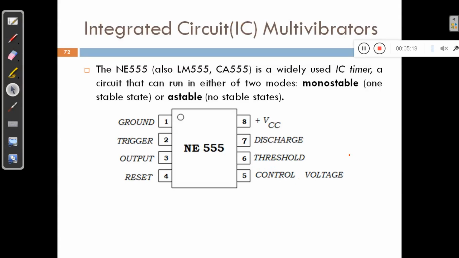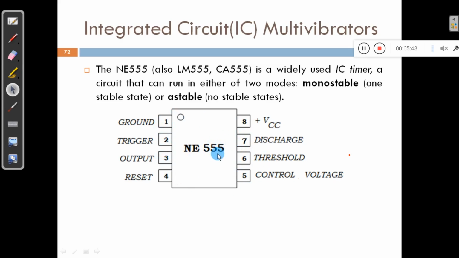This is the 8 pin IC. Pin number 1 is ground, 2 is the trigger, 3 is output, 4 is reset, 5 is control voltage, 6 is threshold, 7 is discharge, and 8 is VCC. So this is the 8 pin IC 555 timer, and these are the various pin configurations of the 555 timer IC.